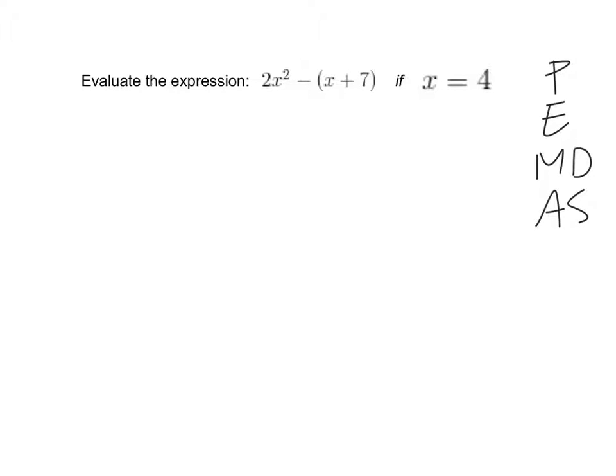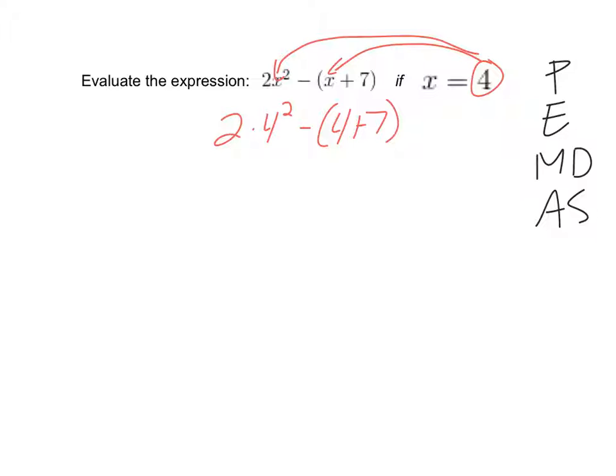So now we have 2x squared minus, in parentheses, x plus 7, and we're told that x is 4, so I'm going to take 4 and plug it in for both x's. So I'm going to have 2 times 4 squared minus 4 plus 7. Going through my order of operations, we have parentheses, so I have to solve that first. 4 plus 7 is 11. So I've got 2 times 4 squared minus 11.